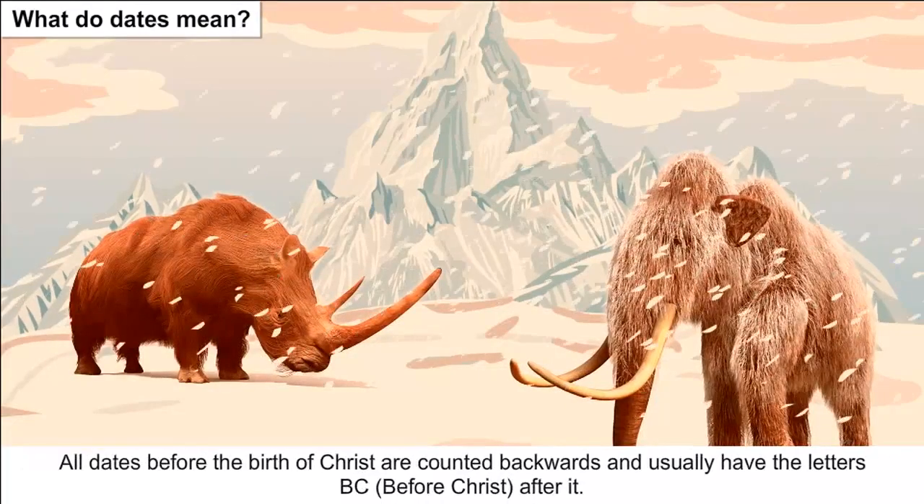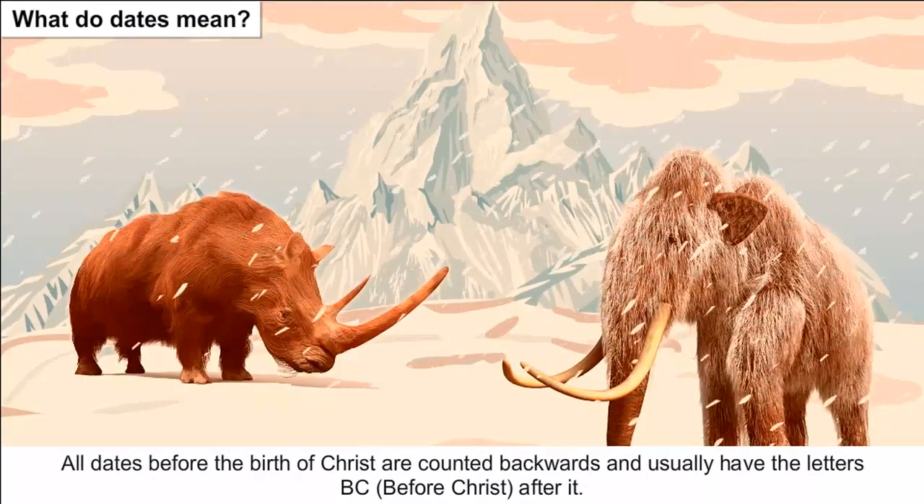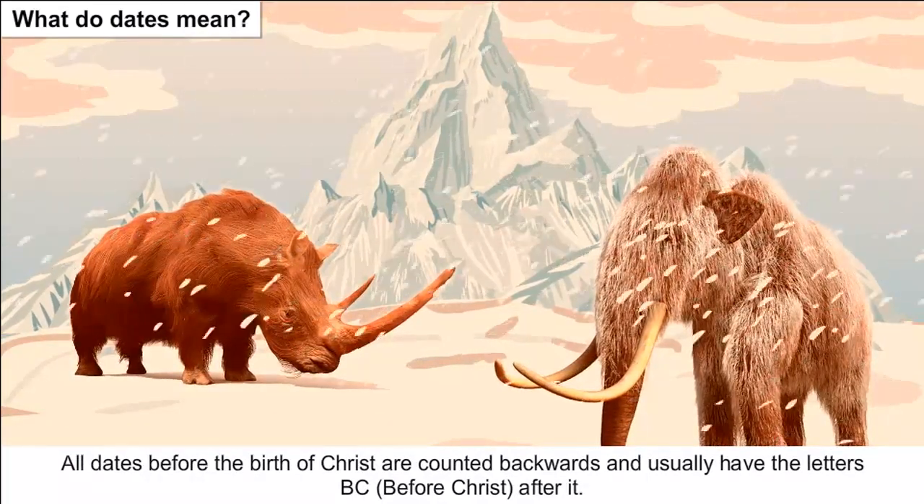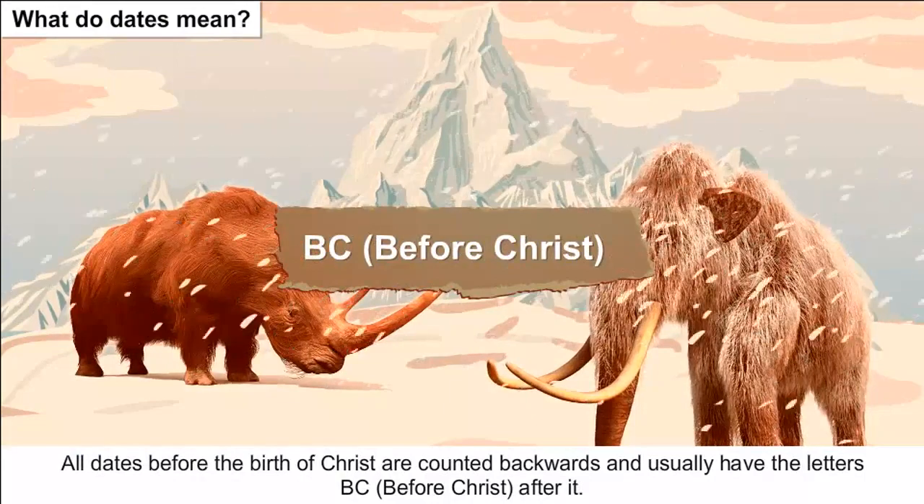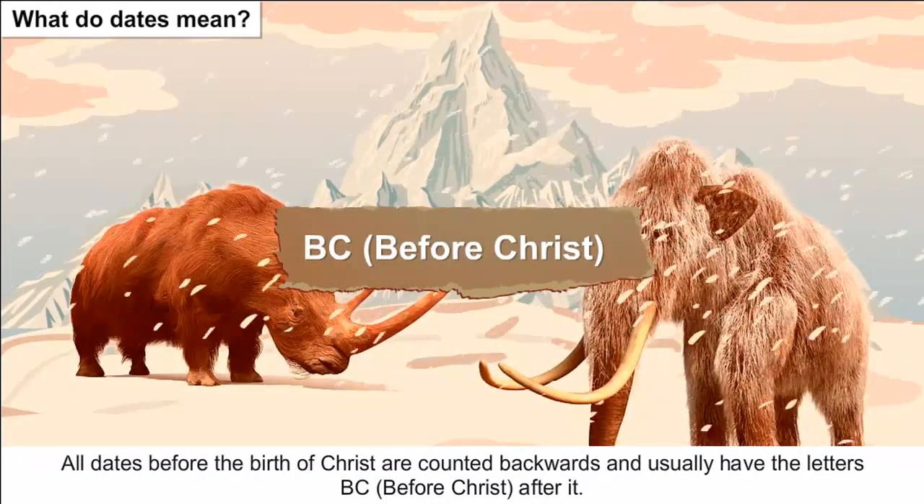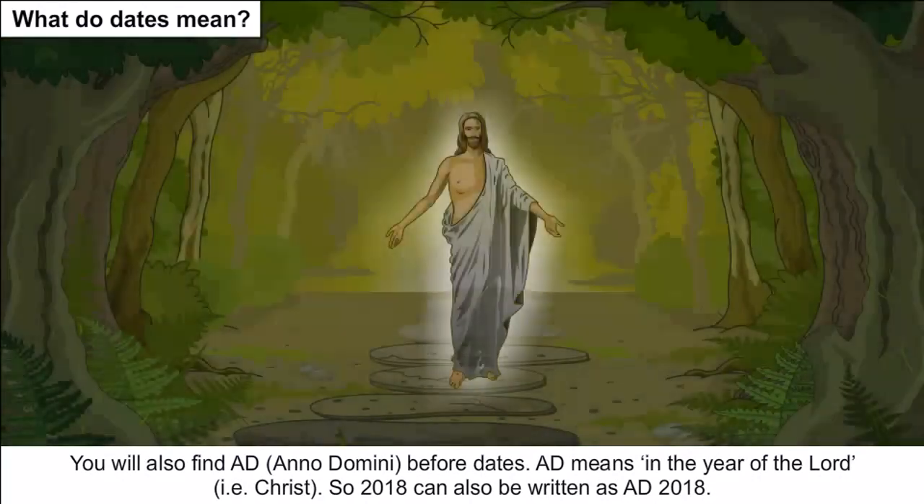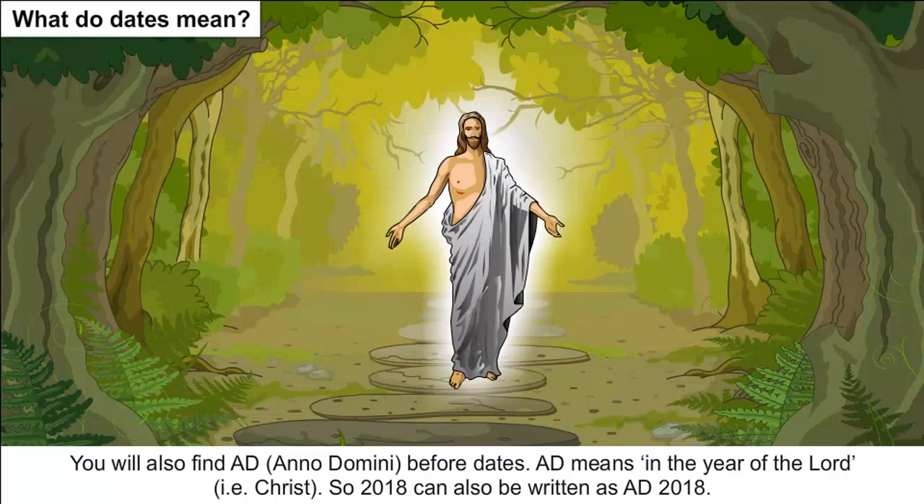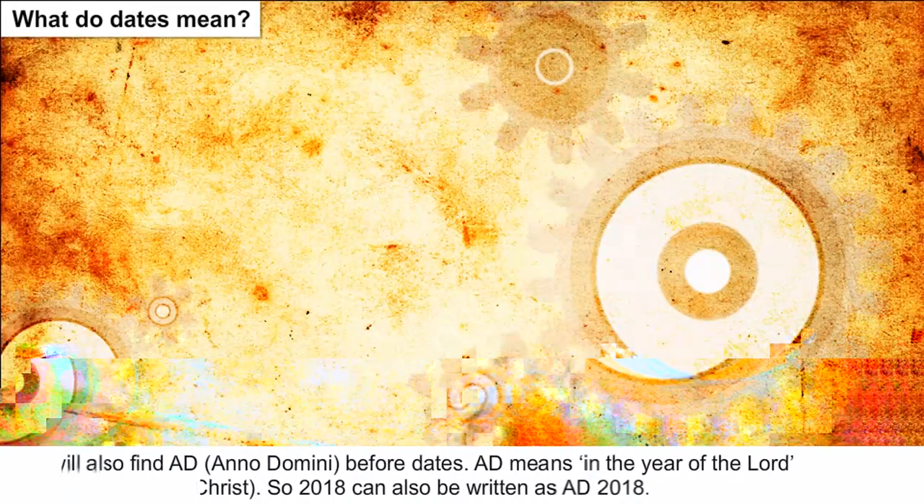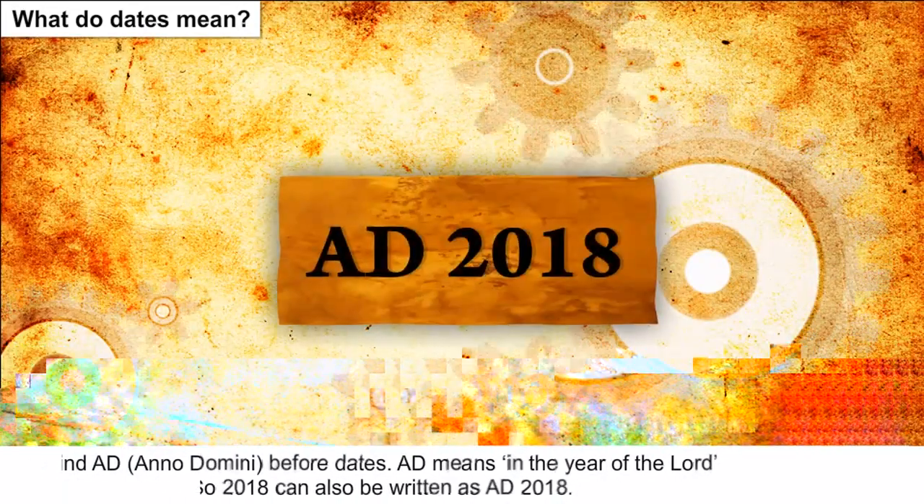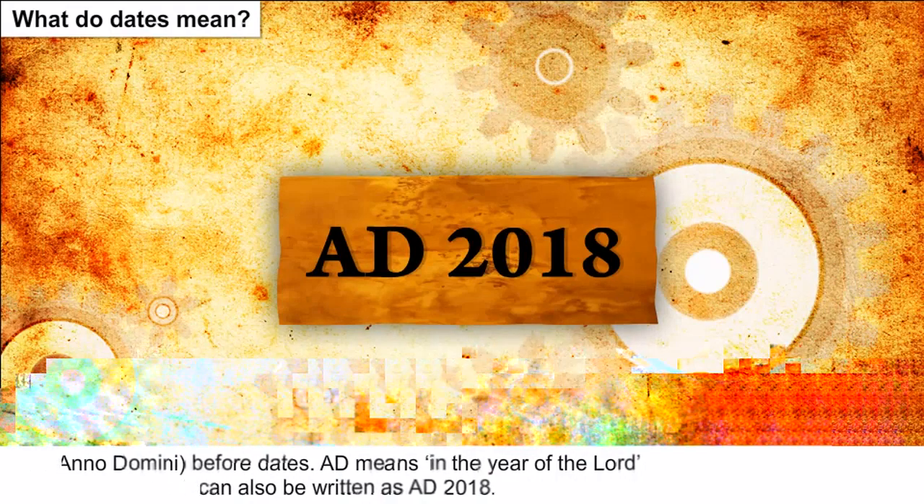All dates before the birth of Christ are counted backwards and usually have the letters BC, or before Christ, after it. You will also find AD, Anno Domini, before dates. AD means in the year of the Lord, that is Christ. So 2018 can also be written as AD 2018.